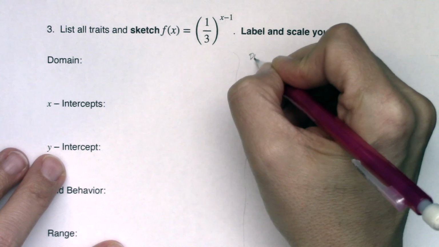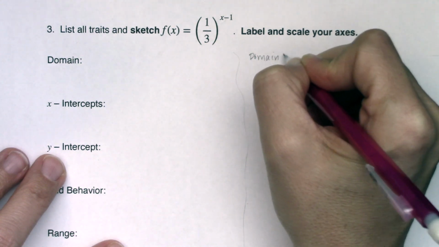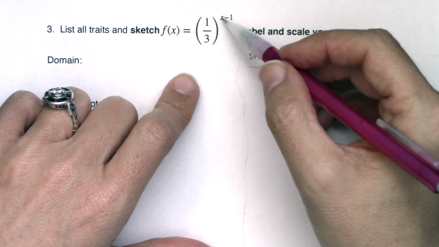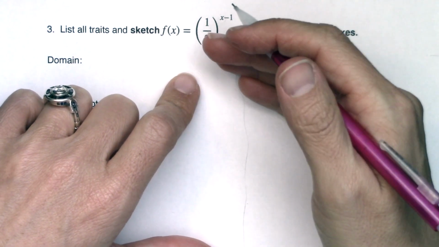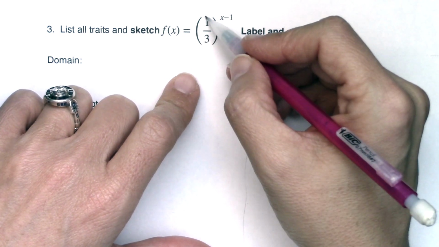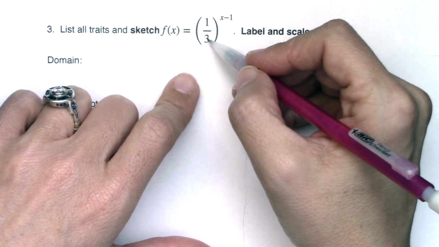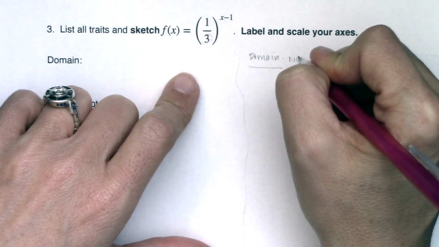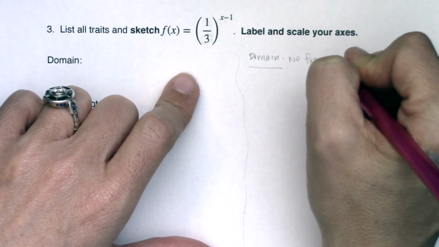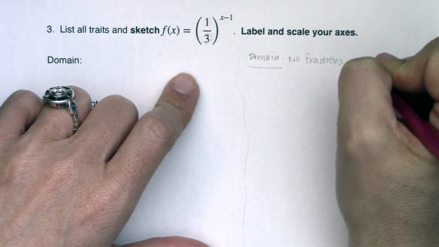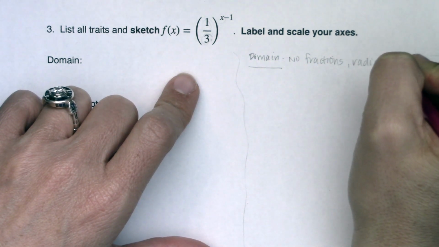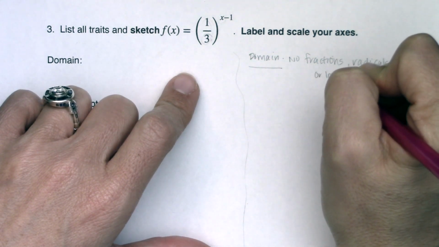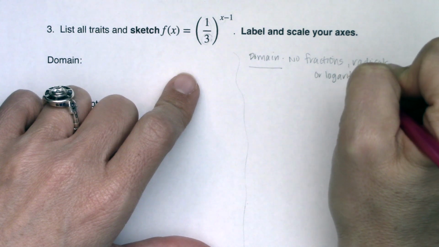All right, traits, domain. Okay. So I want to look, do I have any fractions, radicals, or logarithms? And I don't have a fraction where the variable is in the fraction, right? I have 1/3 here as a constant, and that denominator is never 0. So when I say something like I have no fractions, radicals, or logarithms, let me make sure you can see the word or logarithms. I'll just write it down here.